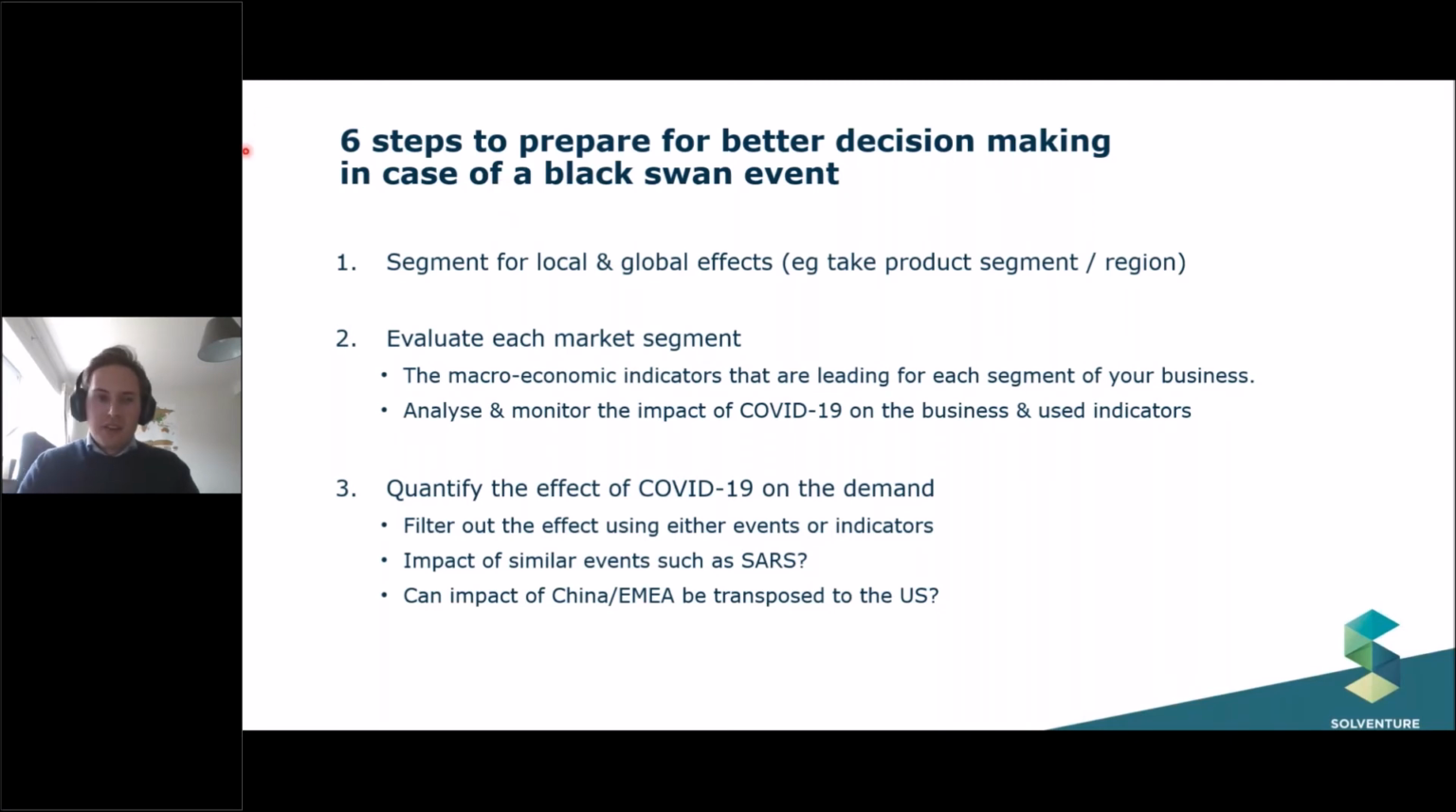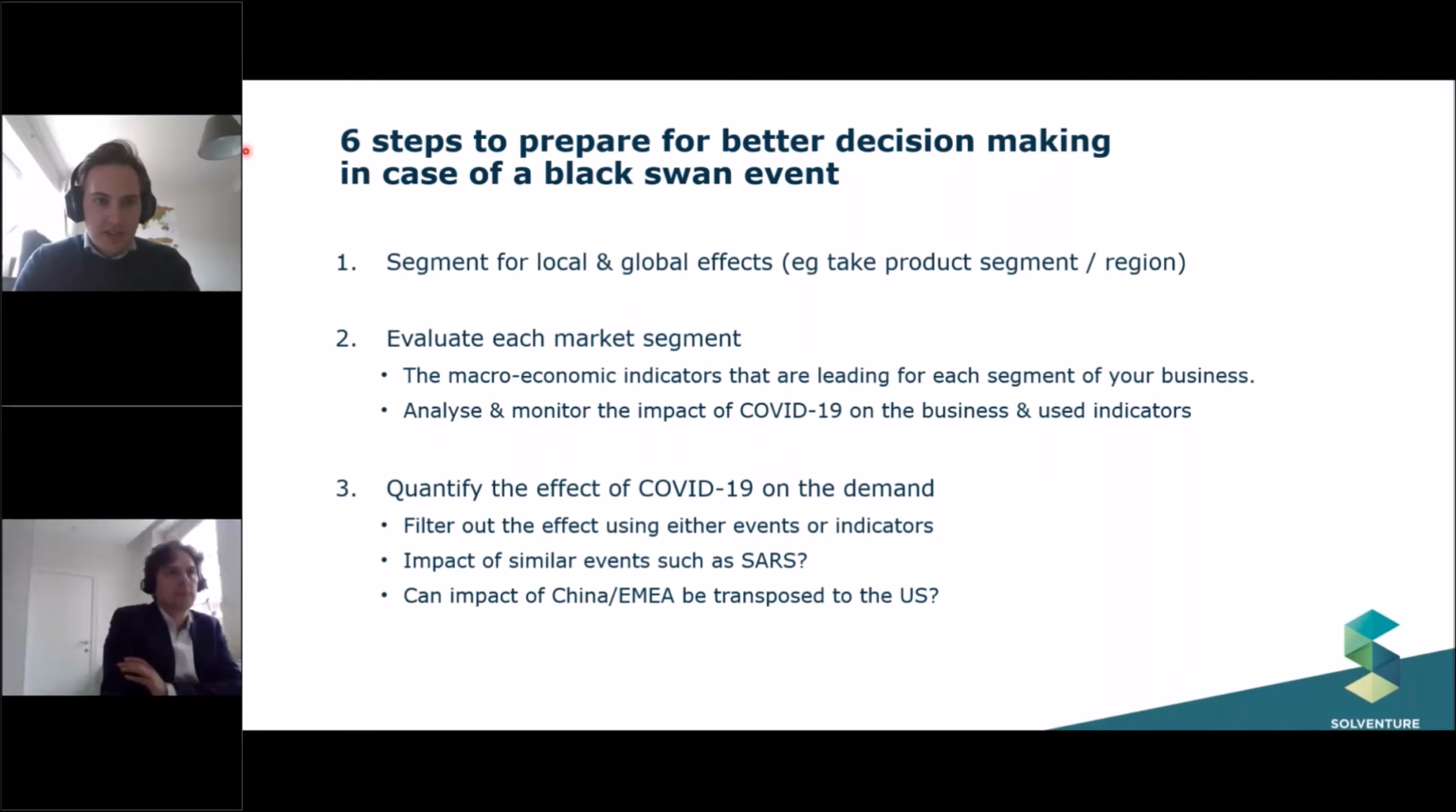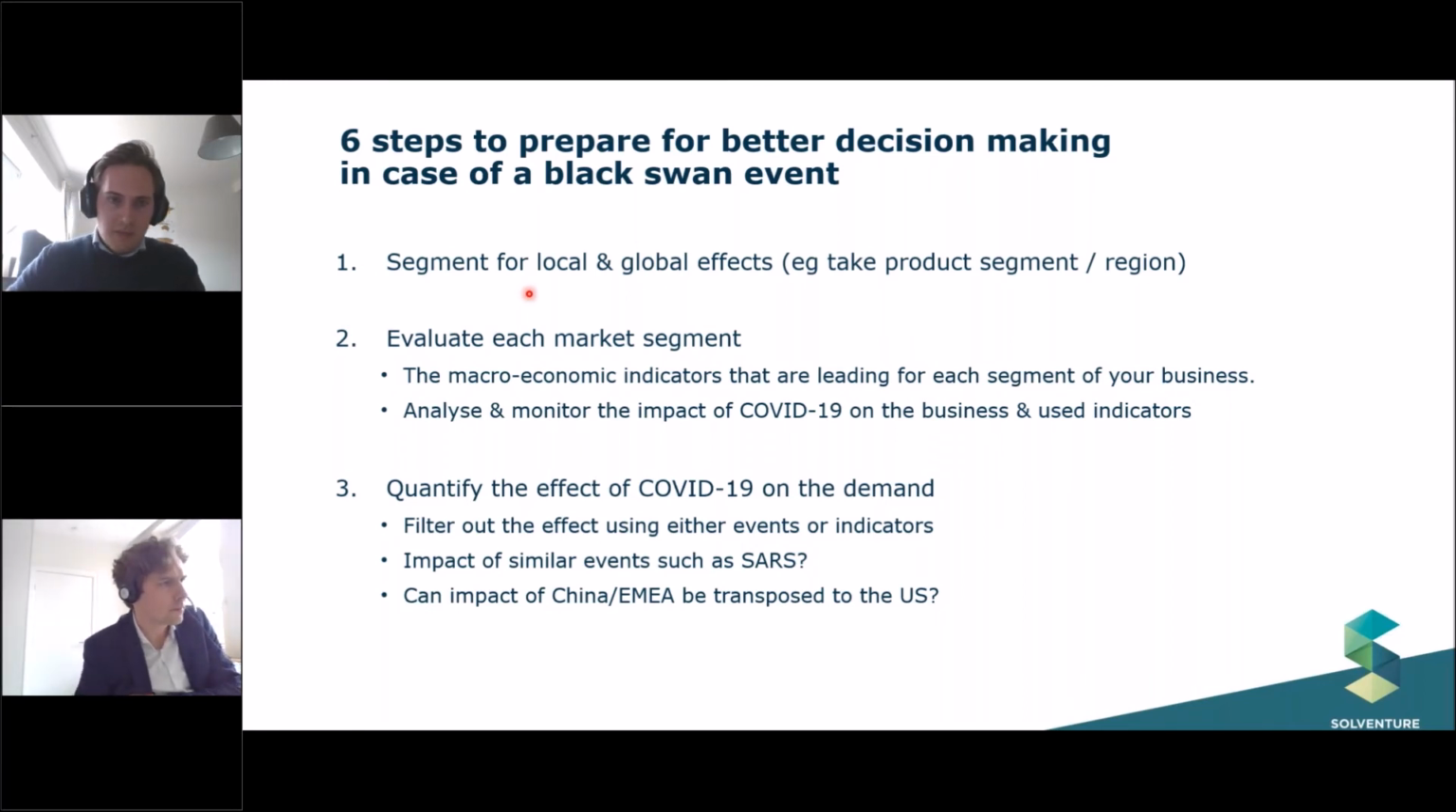So as a conclusion, we actually have 6 steps to better prepare for a black swan event. The first one is about segmenting for local and global effects. So actually what we see in the case studies, we both had scenarios on that high level, that global level, but also on that local level.